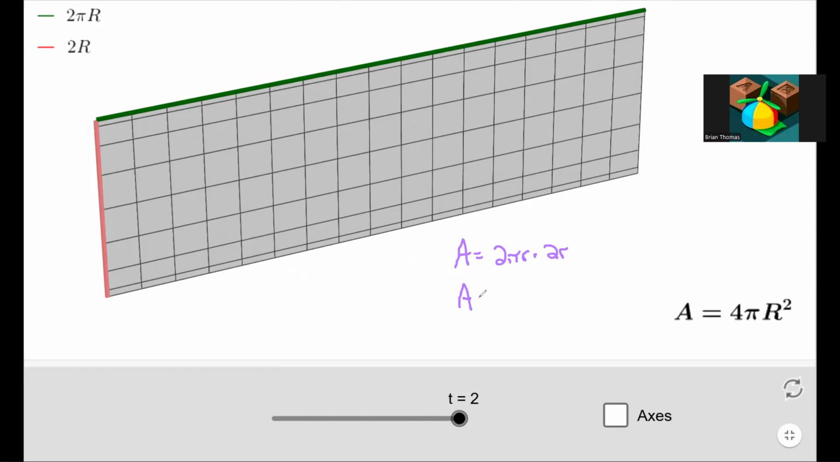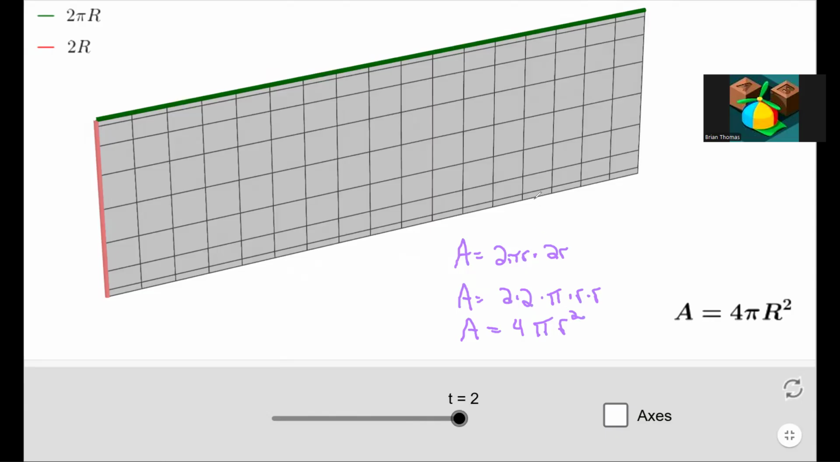If I put this all together, I can move things around. I can multiply the twos together, keep the pi where it is, and put the r's on the end, r times r. We know that 2 times 2 is 4. And r times r is the same thing as r to the power of 2. So we have a formula for the surface area: surface area equals 4 times pi times the radius squared.